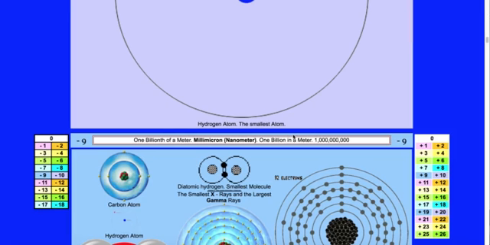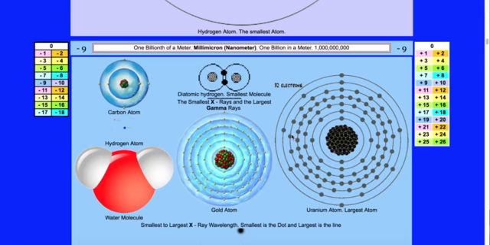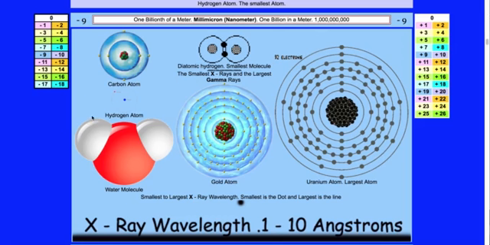So the smallest atom is the hydrogen atom. And then if you go 10 times smaller, you can see the hydrogen atom here, next to the carbon atom, a little bit smaller than the carbon atom, a little bit smaller than the water molecule, and the gold atom, a little bit bigger than that. I don't think the nucleus within this gold atom is accurate. It's just the atom itself.